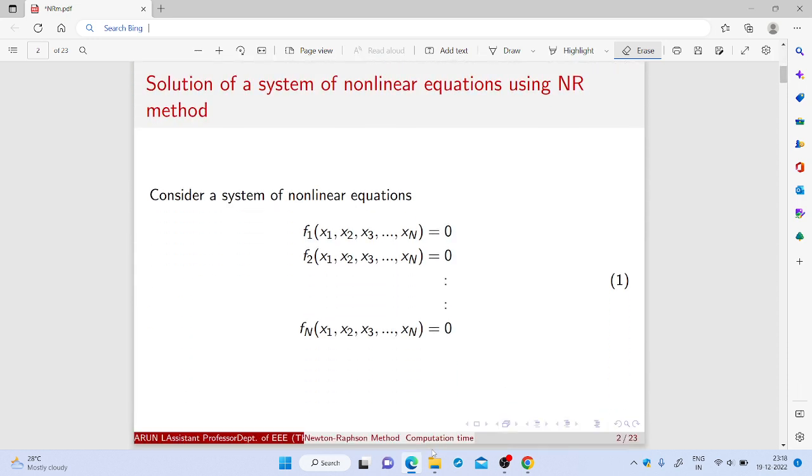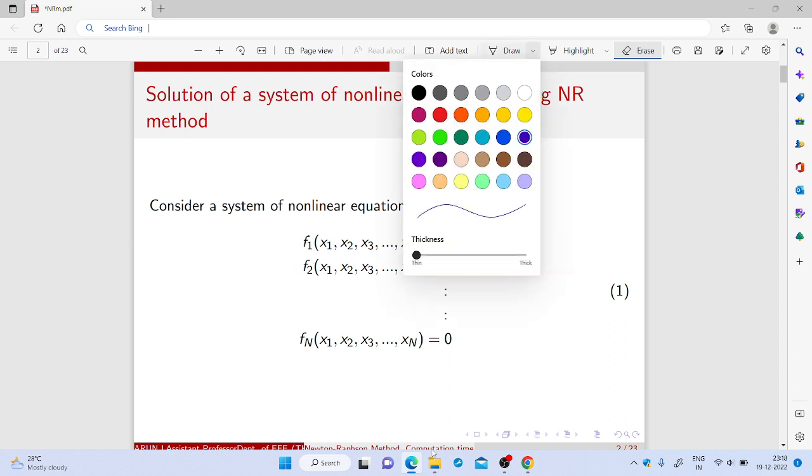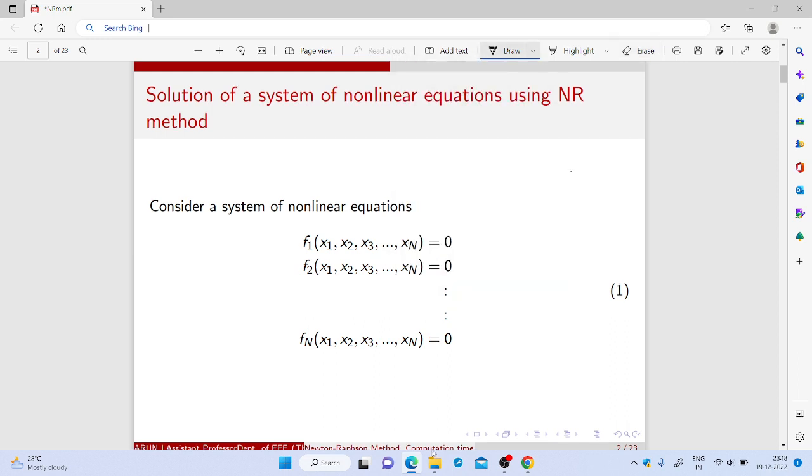So first, let us consider a system of nonlinear equations. Suppose there are n equations. We have to solve a system of n equations in n variables. So the variables are x1, x2 up to xn. So the first equation is say a function f1 of x1, x2 up to xn equal to 0. This is the first equation. Then second equation is f2 of x1, x2 etc. up to xn equal to 0. Like that there are n equations. So we need to solve a system of nonlinear equations.